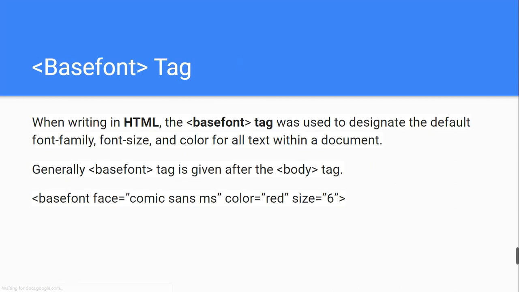Now let's move to the next topic, that is the base font tag. The base font tag is also like the font tag, but the difference is that the base font tag gives the basic settings for the color, font and the size of the HTML document. The base font tag can be written in the head tag as well as in the body tag. Wherever you want to write, you may write it. The base font tag does not have any end tag, and the attributes of the base font tag are the same as the attributes of the font tag, that is the face, color and size.